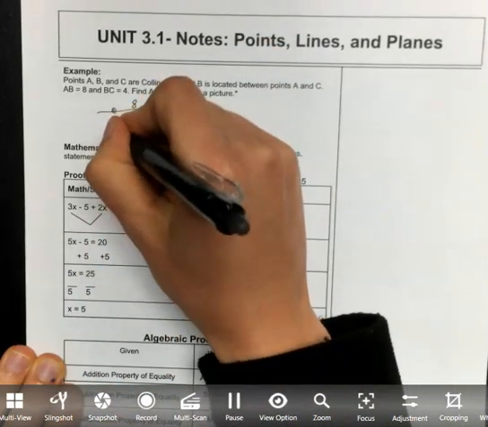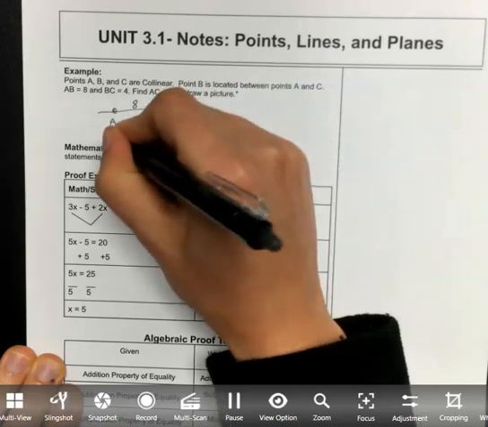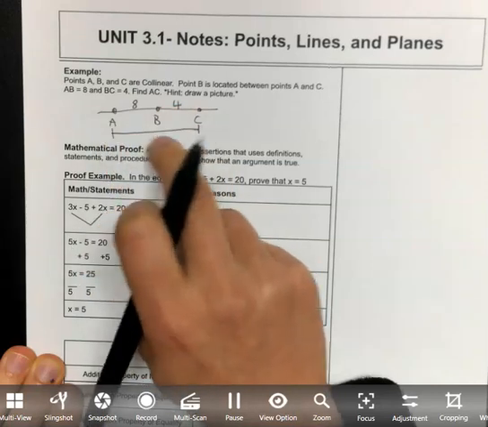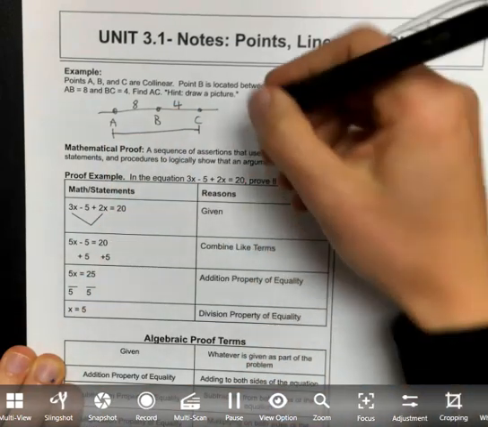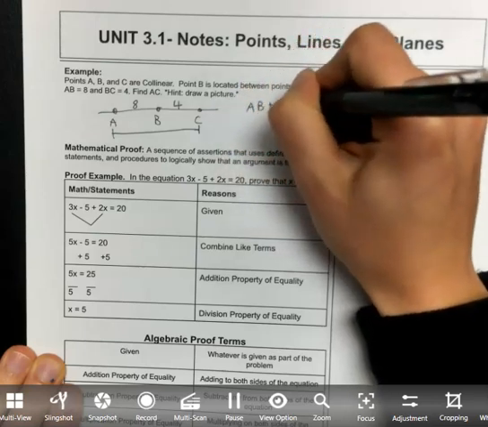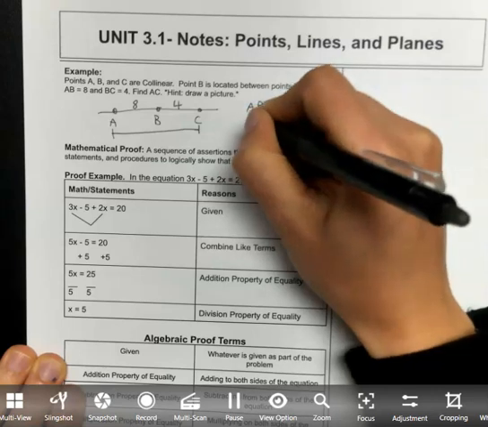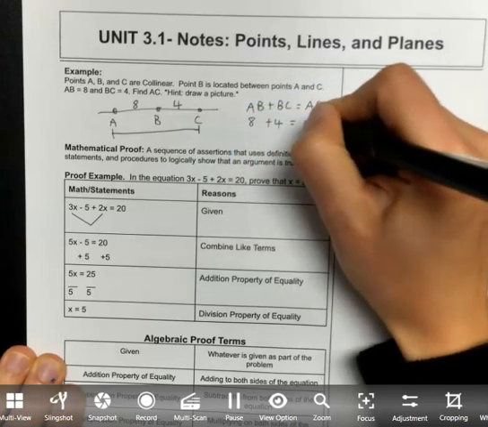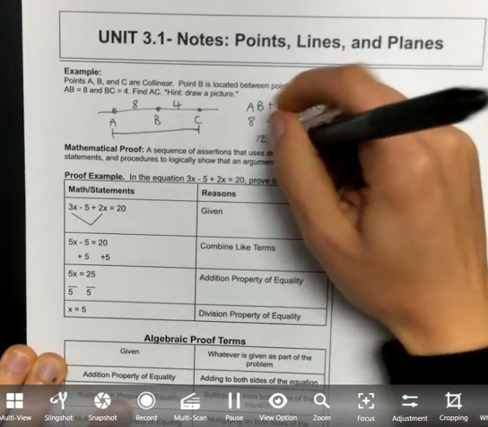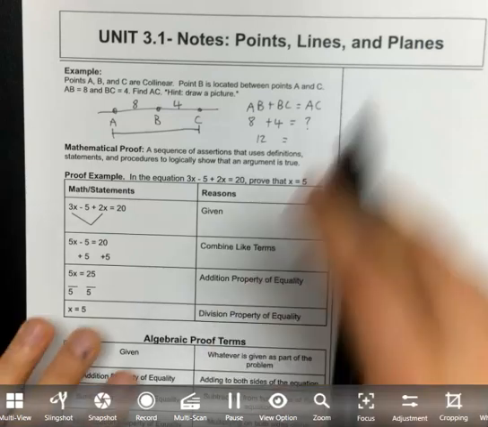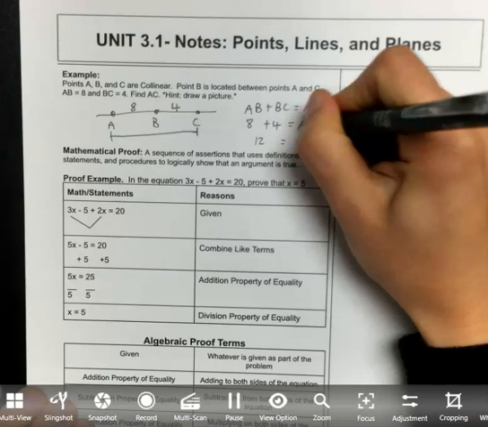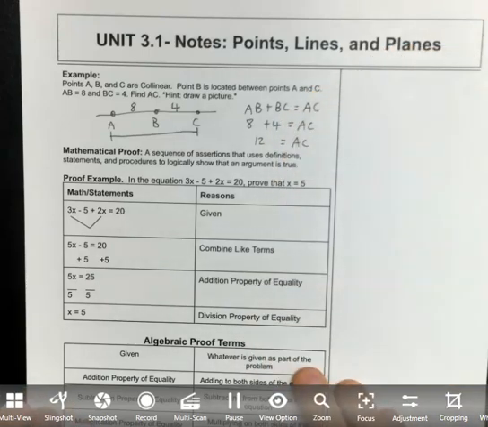Well, for AC, I'm just going from here to here, right? So 8 plus 4 equals this thing right here, right? So AB plus BC equals AC. 8 plus 4 equals what we're solving for. 12 is the length of AC. Or actually, I could have just kept this as AC. Either way, we can just call it AC rather than question mark. There we go. AC equals 12.